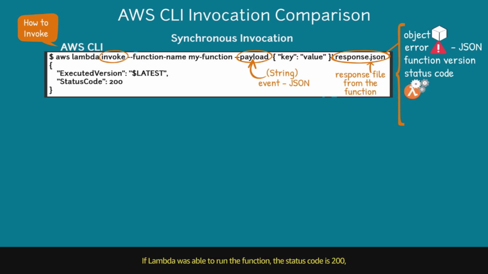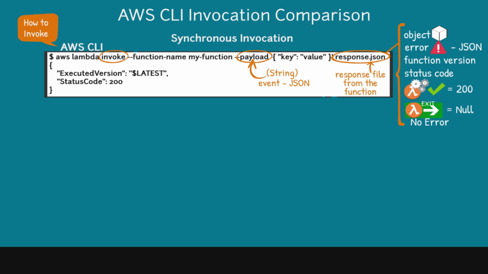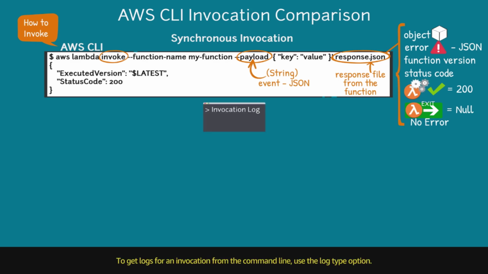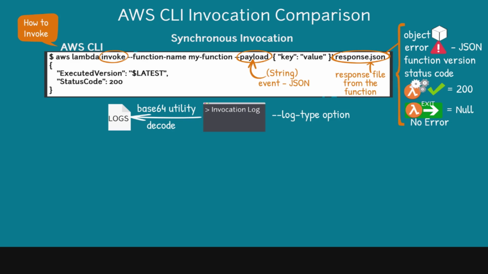If Lambda was able to run the function, the status code is 200, even if the function returned an error. If the function exits without error, the response is null. If Lambda isn't able to run the function, the error is displayed in the output. To get logs for an invocation from the command line, use the log type option. You can use the base64 utility to decode the logs.